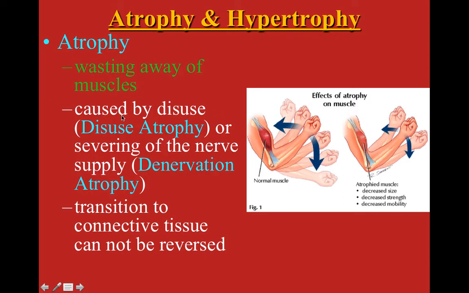As we see here, atrophy is caused by disuse, which could be disuse atrophy, or the severing of a nerve supply, which is denervation atrophy, which those words kind of explain themselves. And this happens because there's a transition to connective tissue that cannot be reversed. As the muscle tissue dies, it's not going to come back, and it's irreversible as the muscle is converted into connective tissue.